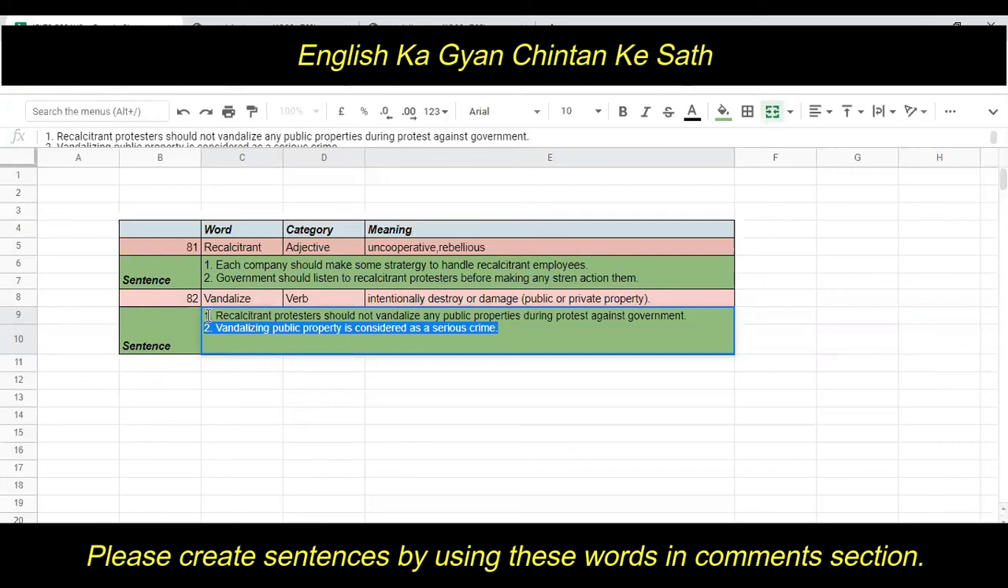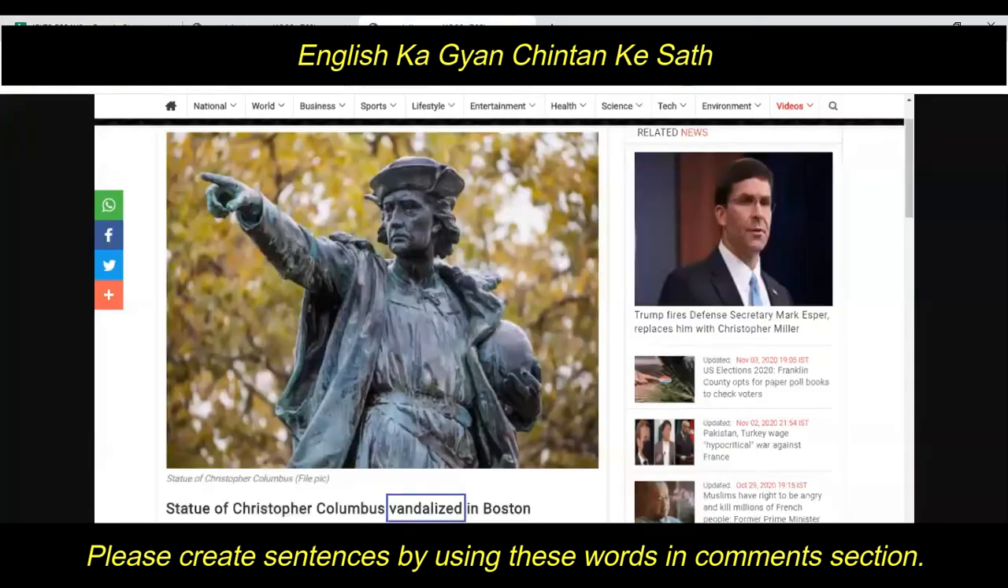Now the second sentence is: vandalizing public property is considered a serious crime. Now, let me tell you, if you are going to destroy or damage public property, if you are going to damage government property, then it is a serious crime. That is the meaning of this sentence. So instead of using destroying public property, instead of using damaging public property, I have utilized the word vandalizing. Okay, so I hope you get the idea in which context the word vandalize can be utilized.